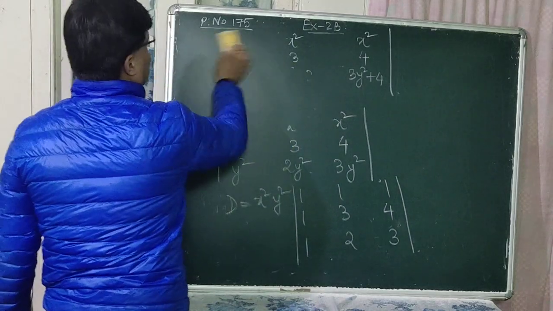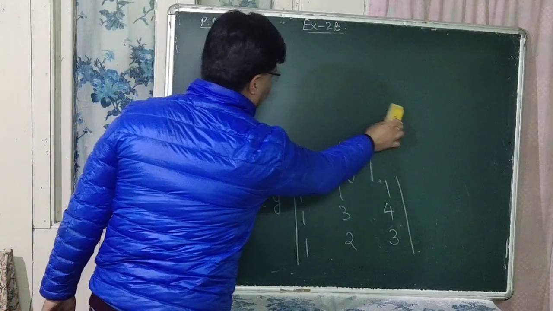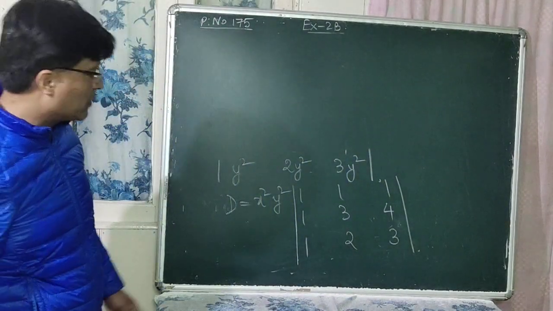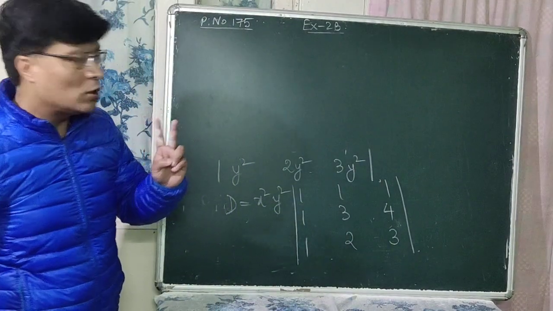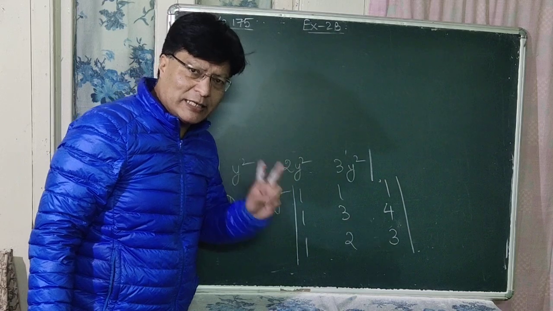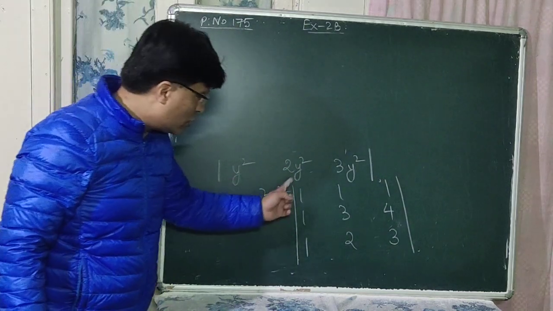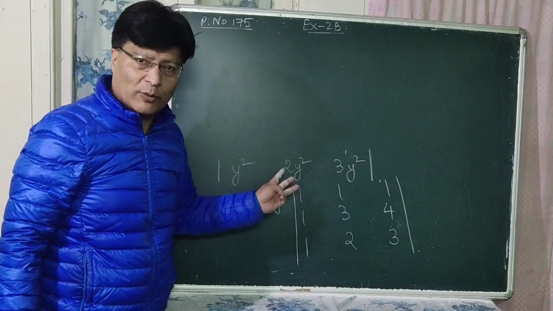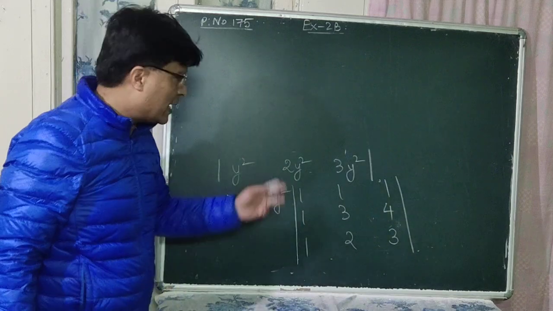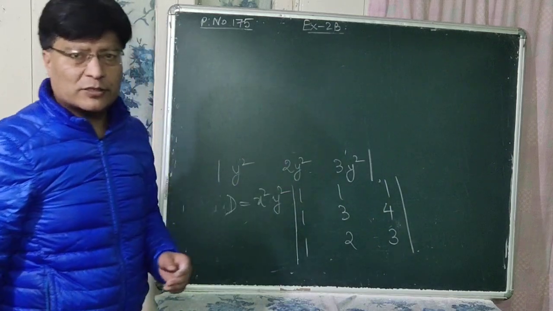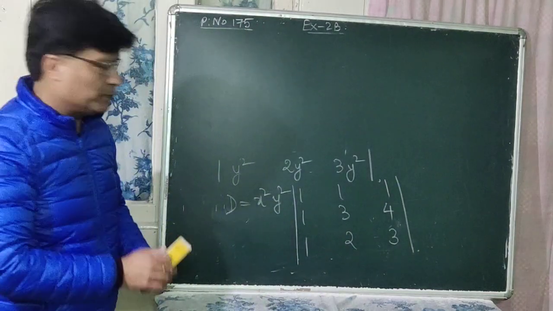So next. Now what will you do in the next step? There are 3 ones in the first row. You can make any 2 of these 3 ones 0, or in the first column there are 3 ones. Here also you can make any 2 of these ones 0, either in the row or in the first column. Okay, so let us make any 2 ones 0 in the first row, right?